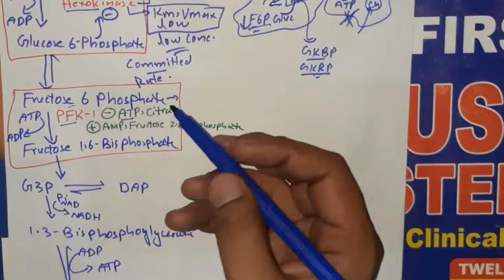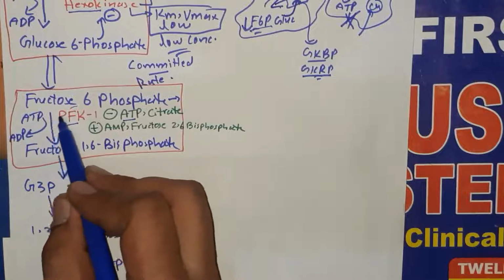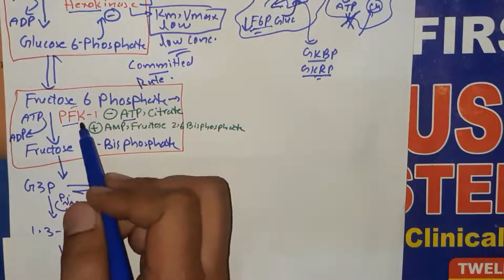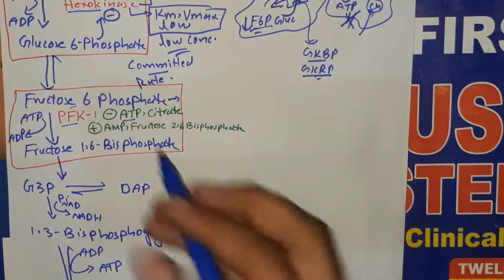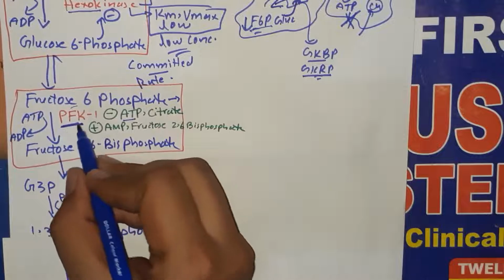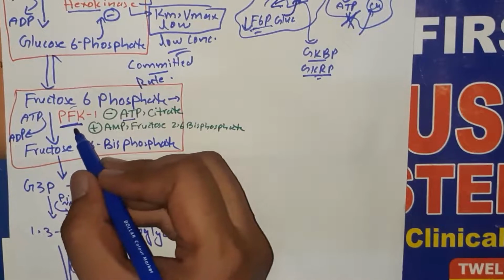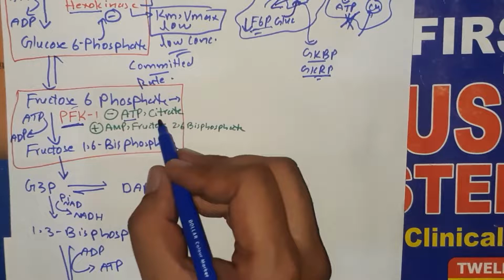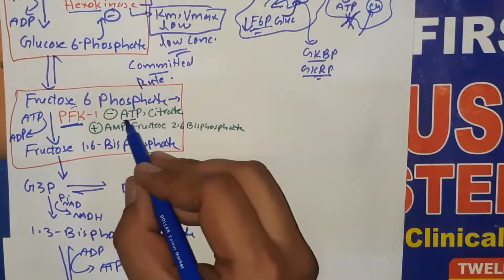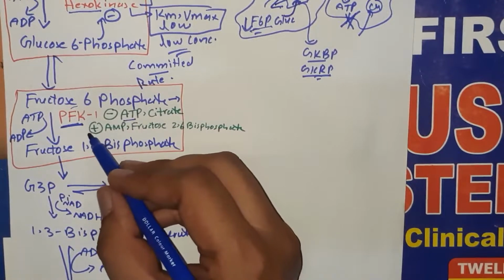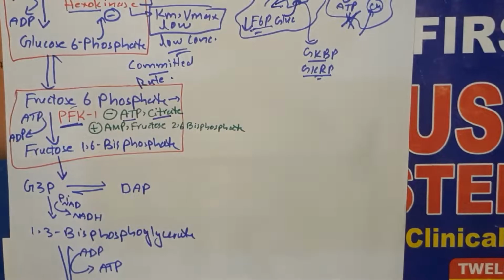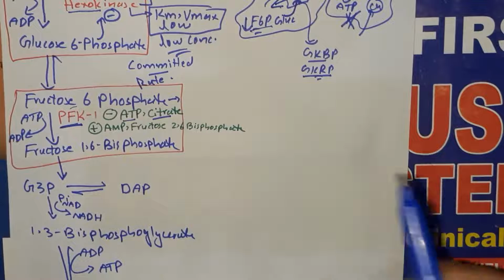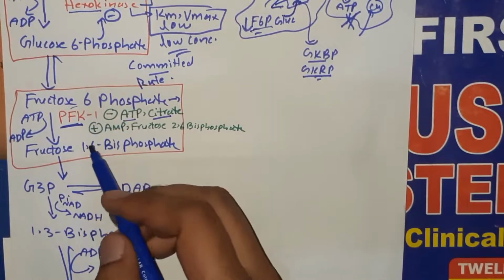But keep in mind that ATP is also a substrate for phosphofructokinase 1. So initially, when the concentration of ATP increases, it acts as a substrate, and increasing concentration of substrate increases the activity of phosphofructokinase 1, but up to a limit. Then ATP acts as an inhibitor of phosphofructokinase 1 and inhibits its activity. Secondly, citrate is involved in the TCA cycle, and citrate is also an inhibitor of phosphofructokinase 1.